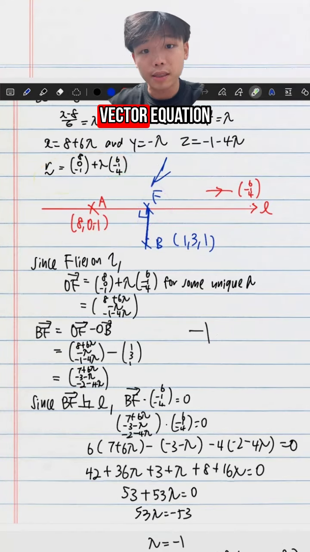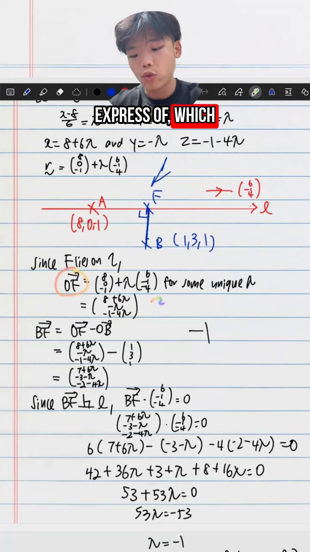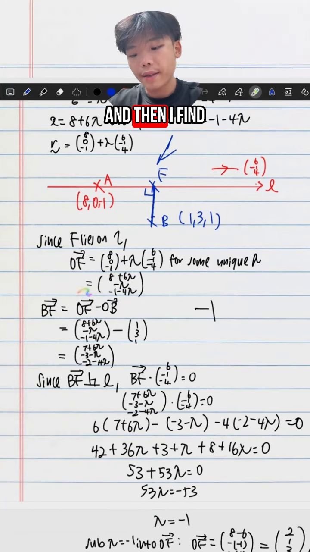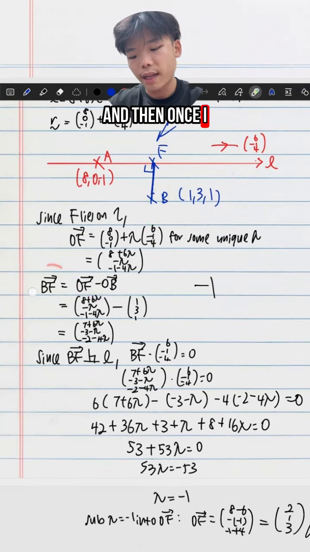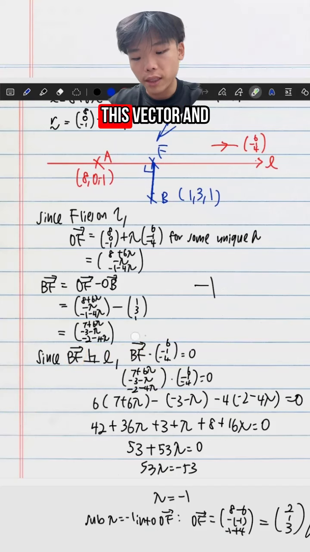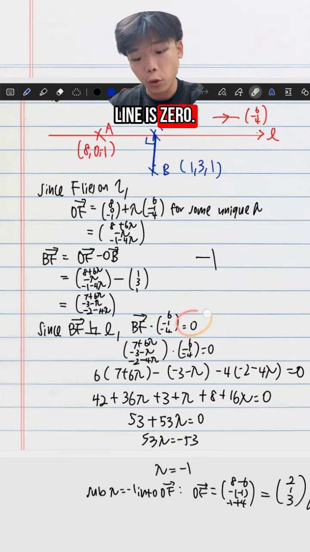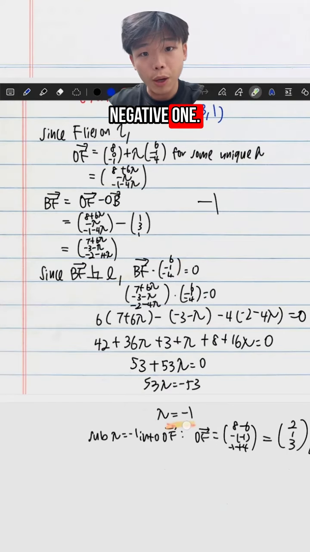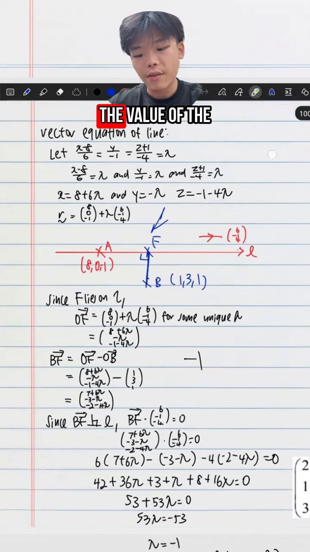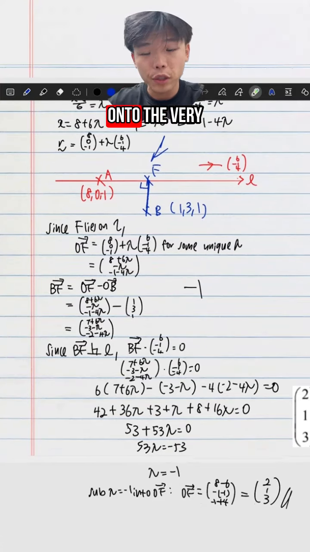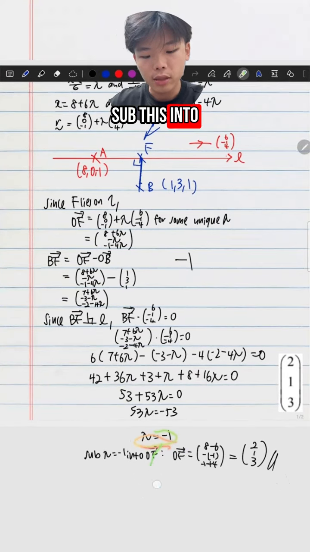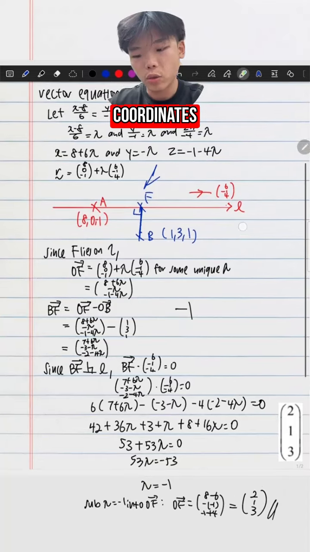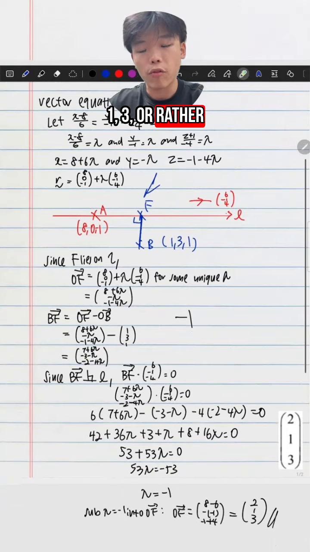Since F lies on the vector equation of the line, I can express OF, which is the position vector of F, in terms of the line. And then I find the vector BF, which is essentially taking my OF minus OB. And then once I have this vector over here, I know that since this vector is perpendicular to the line, the dot product of this vector and the direction vector of the line is 0. And then from here, you can see that I proceeded to solve for the value of the parameter, which is -1. So I know that for F specifically, the value of the parameter is -1, which brings me on to the very last simple step, which is to just sub this into OF to get the coordinates of F, which is (2, 1, 3), or rather the position vector of F.